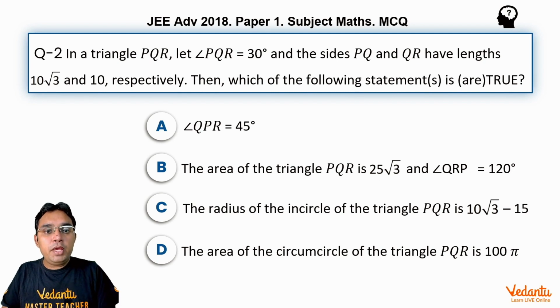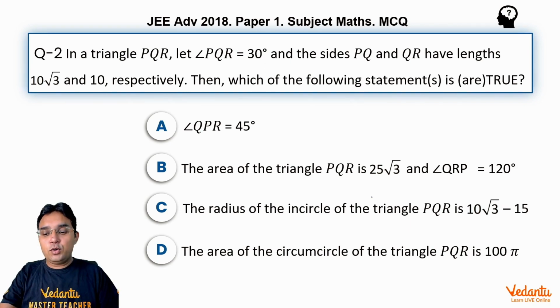In a triangle PQR, let angle PQR be equal to 30 degrees and the sides PQ and QR have lengths 10 root 3 and 10 respectively. Then which of the following statements are true? A. Angle QPR is equal to 45 degrees. B. The area of triangle PQR is 25 root 3 and angle QRP is equal to 120 degrees. C. The radius of incircle of triangle PQR is 10 root 3 minus 15. D. The area of circumcircle of the triangle PQR is 100 pi.